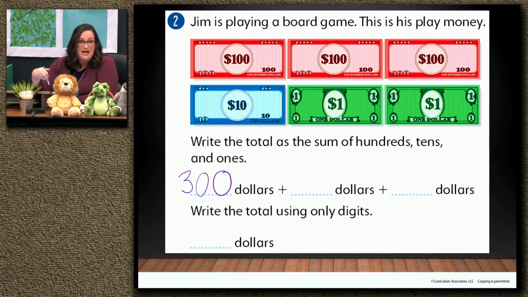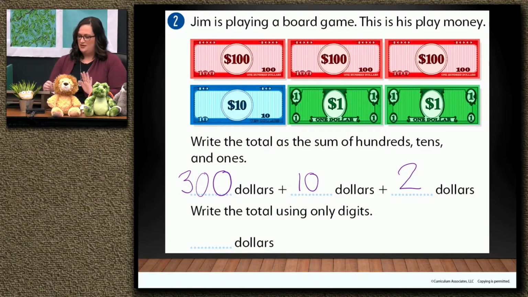Plus, now let's do the tens. How much value do our $10 bills have? There's only 1 of them, so it's just 10. And then what about the green, the $1 bills? How much value do those have? 2. So if we have 300 plus 10 plus $2, how many dollars do we have using only digits? Correct, 312.